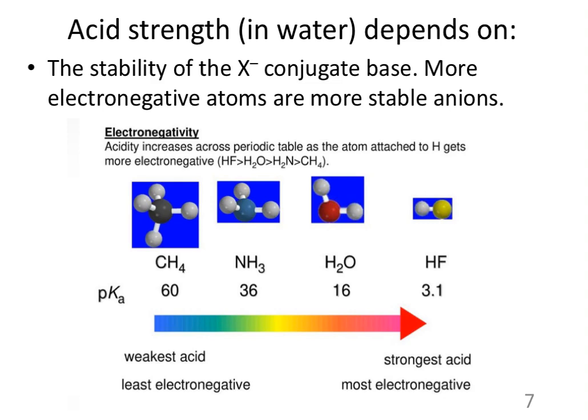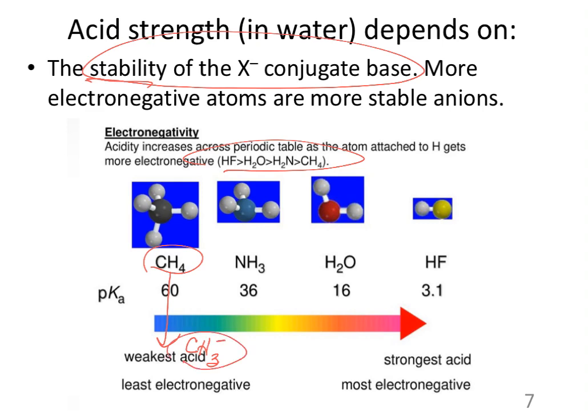Let's talk about the stability of the conjugate base. Remember, the more stable it is, the more acidic the original acid. Why is that? Well, it has to do with electronegativity. So let's look at the four compounds down here and look at what they would form if they did act as an acid. In other words, what does an acid do? It donates a hydrogen ion. So what would CH4 form if it donated a hydrogen ion? Okay, it'd be left with CH3 with a minus charge.